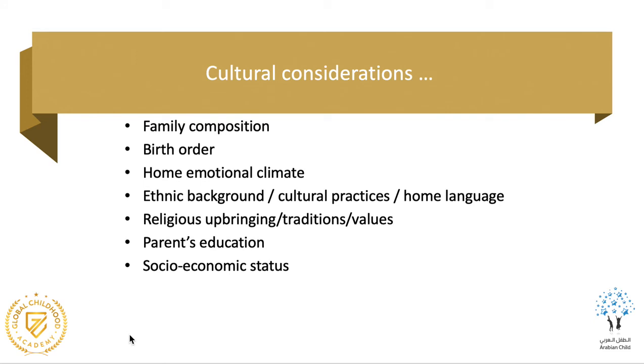Another important thing is really understanding the cultural considerations. So you need to know about the family composition. You need to know about the birth order, and there are just so many interesting things done on birth order. There's so much you can know about characteristics, even about yourself and about your kids as well, understanding the birth order, about the home emotional climate, about the ethnic background, the cultural practices, the home language, right? Children learn differently, right? The parents' education also, the socioeconomic status, all this information is so important to help you prepare engaging sessions.